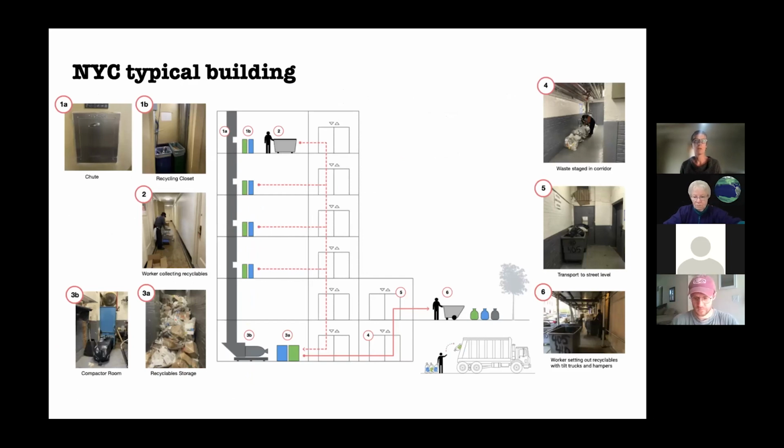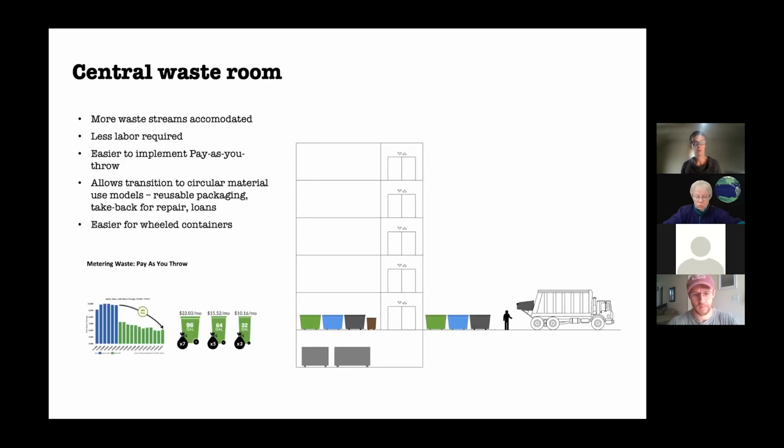Because everywhere in New York City, we see systems that prioritize trash. Like there's a requirement for a trash chute and then recycling bins on every story. But if you then add organics, it's a lot of labor. So why don't we change the code like they did in Korea and Seoul? So you have to have a central waste room. Makes it much easier to track pay as you throw and much easier to have more waste streams.